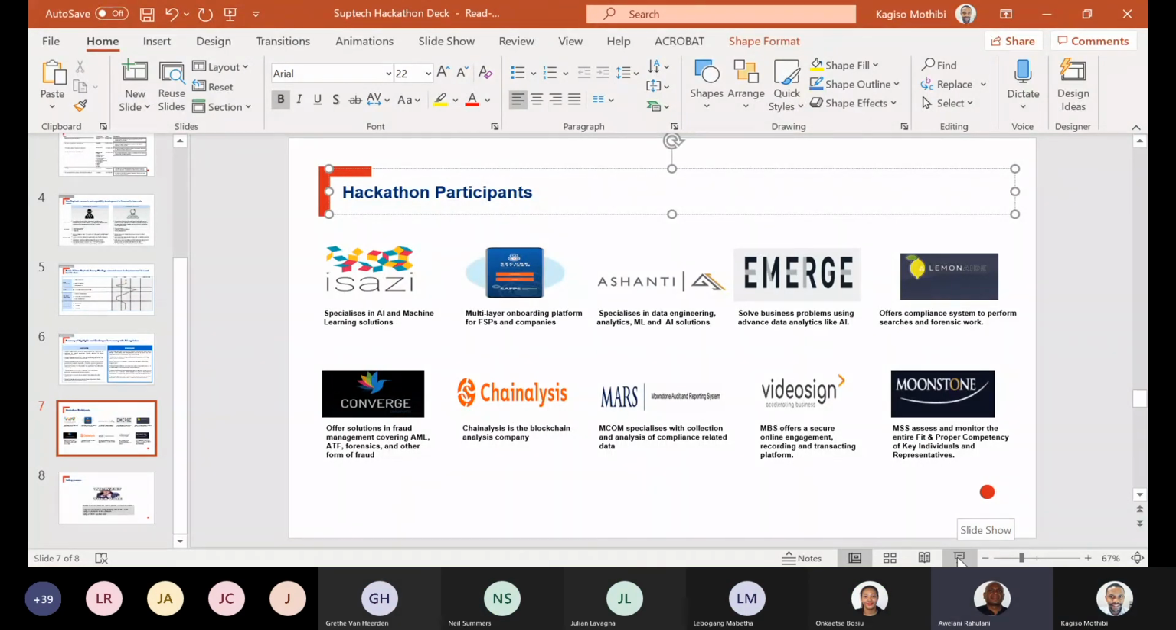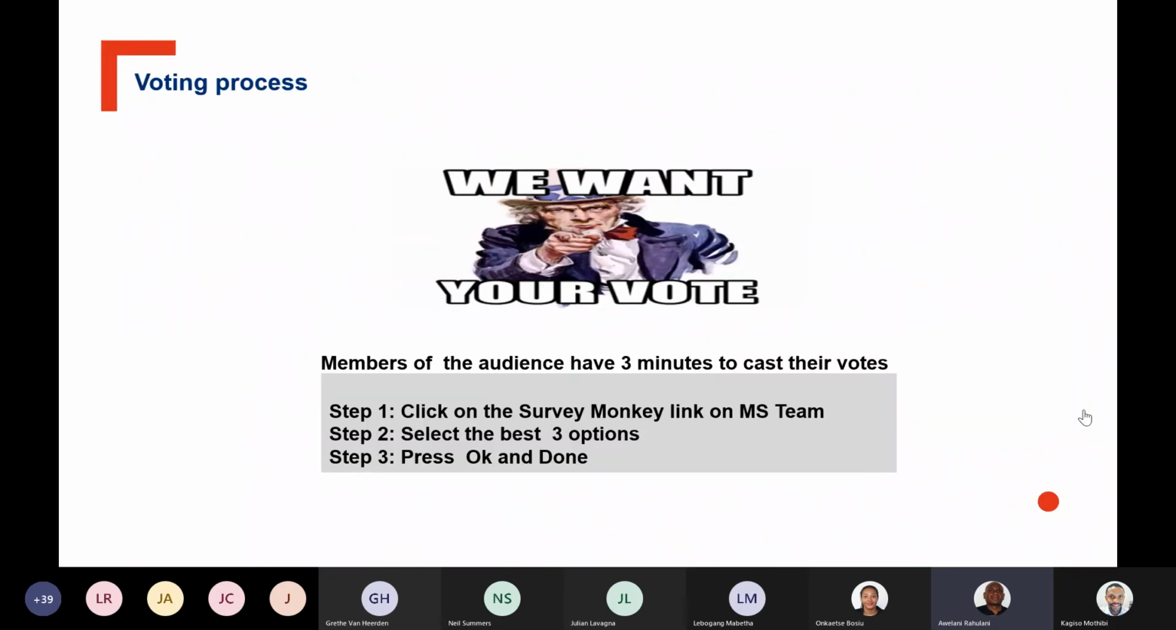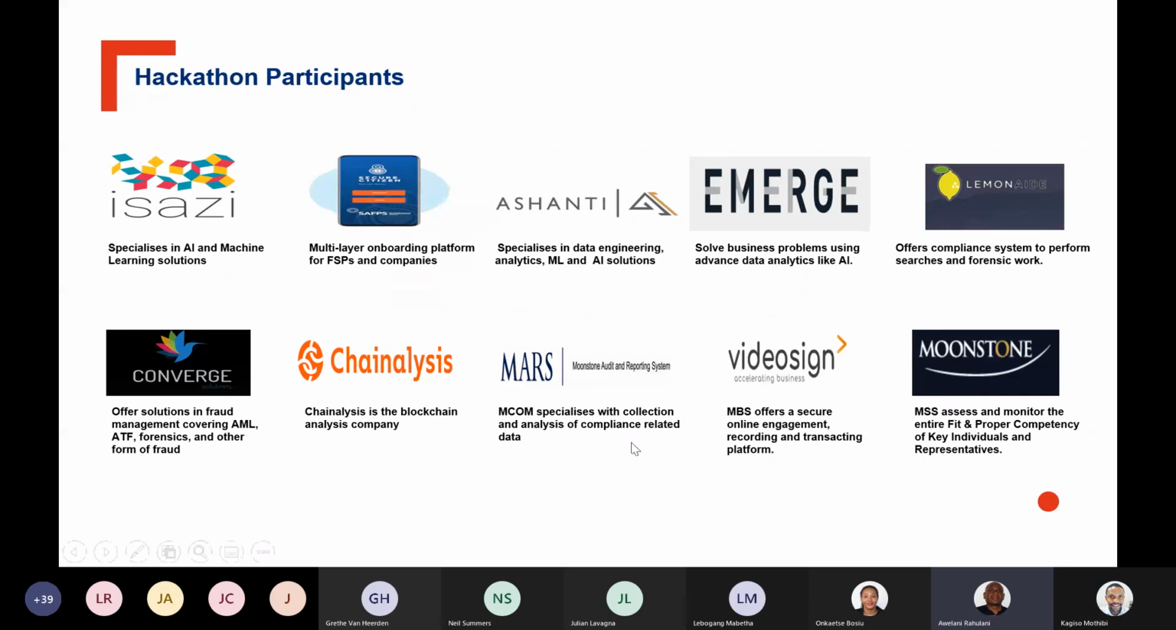So as you can see today, we had the privilege of hosting Isazi. Isazi specialize in AI and machine learning. We had Secure Citizen, which is basically an onboarding platform. We had Ashanti, that specialize in data engineering, analytics, ML, and AI solutions. We had Image Analytics. We had Lemonade, that offer a compliance system to perform searches and forensic work.